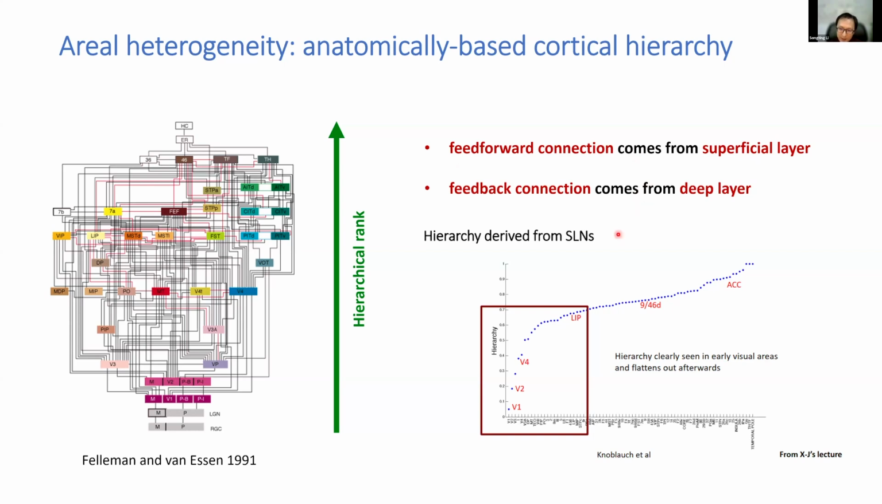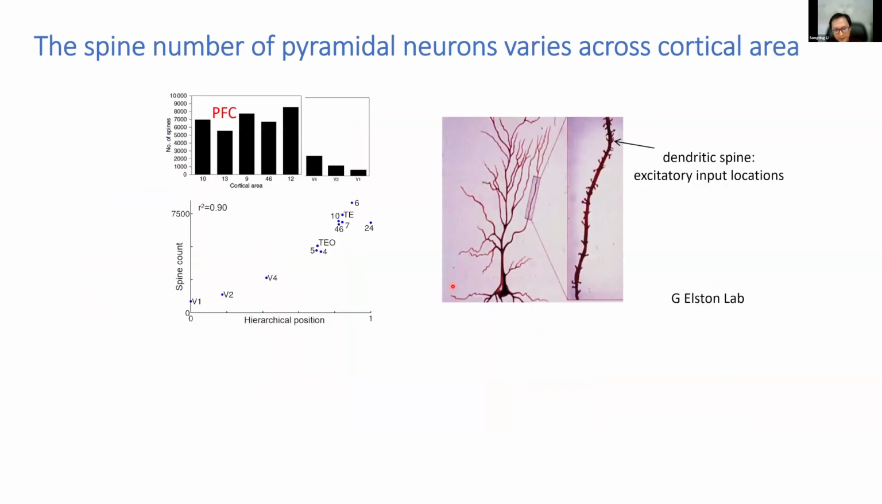Based on these two facts, we can derive a value for each area, which we call the hierarchy score. If an area has a very small hierarchy value, then it's a low order area. And we can see that for the early visual areas, there's a clear hierarchy trend, and then it flattens out afterwards. So that's how we quantify each area's hierarchy. And how do we model this hierarchy in the dynamical equation?